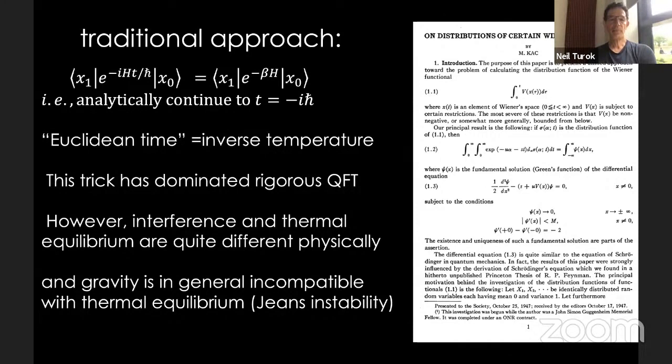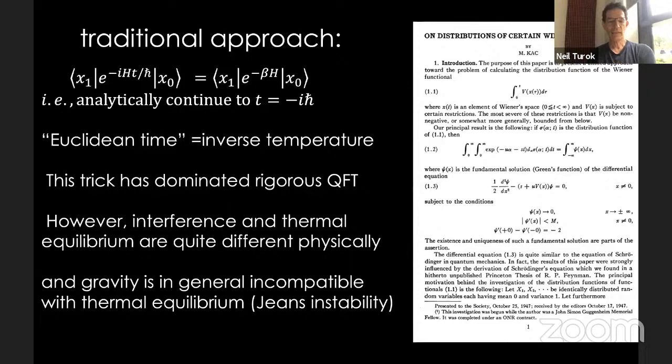And typically when we do thermal equilibrium, we trace over the initial and the final states. Now, this trick has dominated rigorous quantum field theory for 70 years or so. But I just want to emphasize a very simple point. Interference and thermal equilibrium are very different physical things. And so using a thermal description to describe interference is very unlikely to always work.